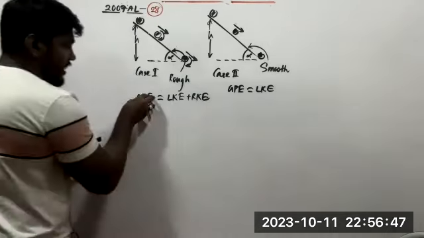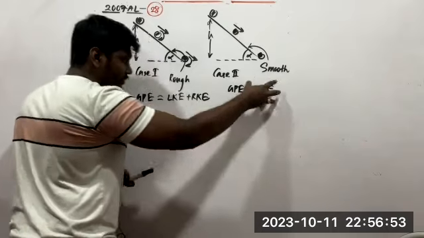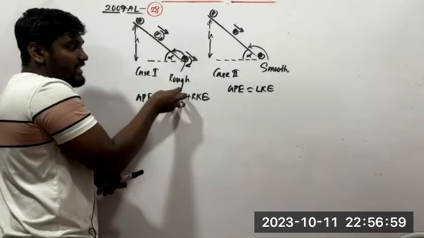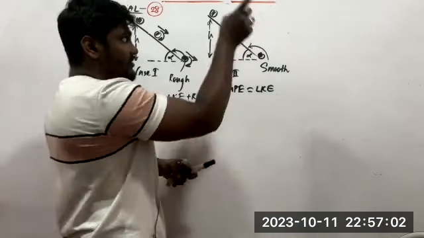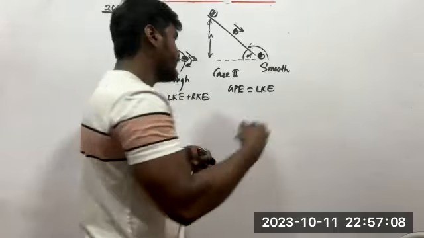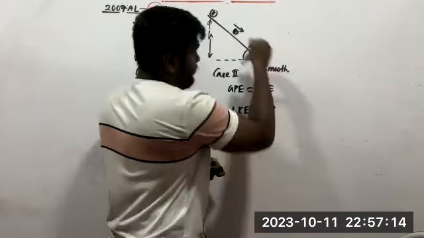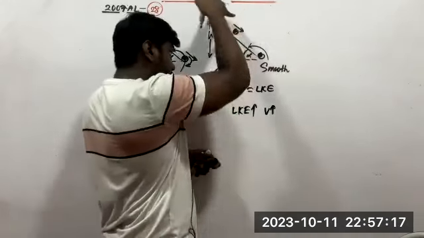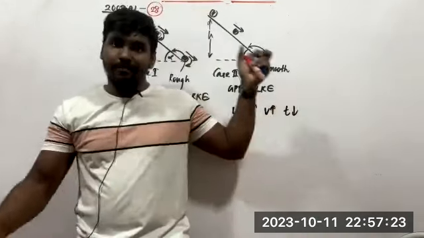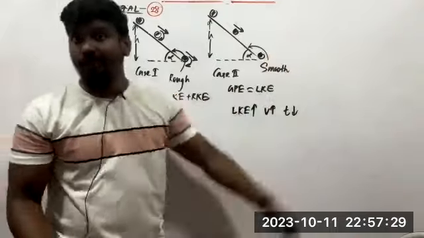This is constant. 500 means 500. In case 2, 500 converts to 500 linear kinetic energy. But in the other case, 500 converts to only 400, only 250 linear kinetic energy. Therefore, linear kinetic energy is larger in this diagram. Larger linear kinetic energy means larger velocity. This object is going very fast, so the time is small. Comparing the time taken to move from here to here in the rough plane, the time taken in the smooth plane is small.